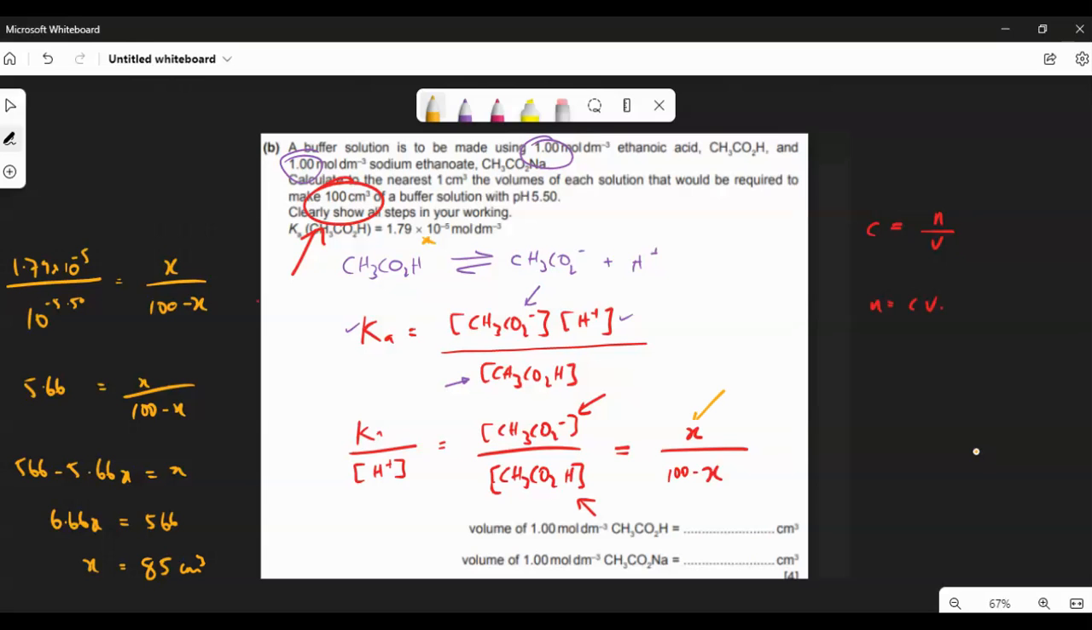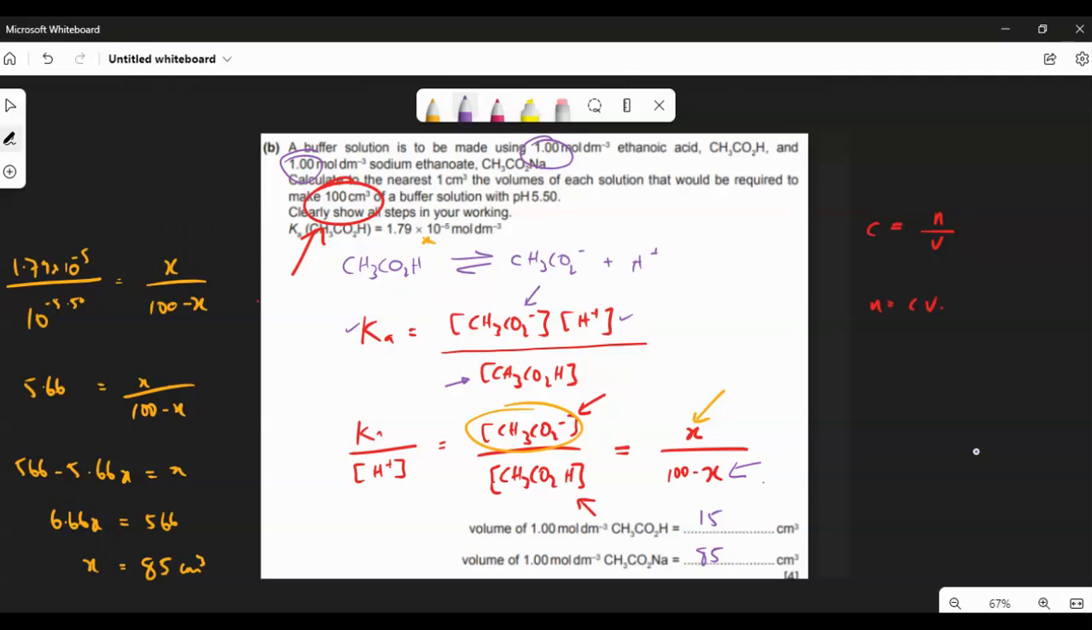So the volume of the base form, which is this one, is 85 centimeters cubed, and therefore the volume of the acid must be 15 centimeters cubed, because it's 100 minus X, isn't it? All right, hope that helps. If it doesn't, give me a shout.